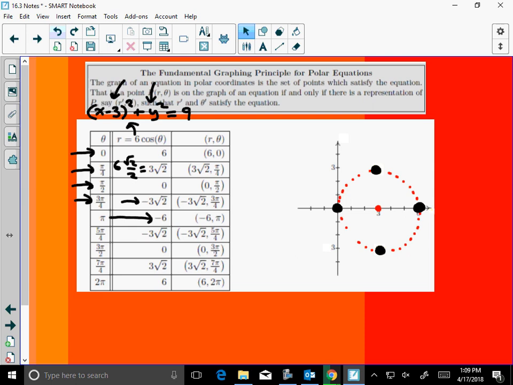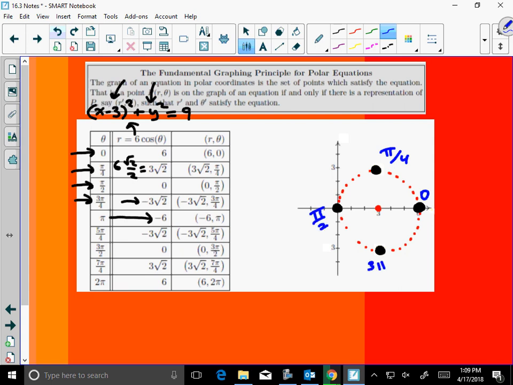Some of you are like, I don't even know what happened. Okay, here's what happened. When theta was 0, we were here. When theta was pi over 4, we were here. When theta was pi over 2, we ended up here. When theta was 3 pi over 4, we ended up here. When theta was pi, we ended up there. We're just going to repeat this.